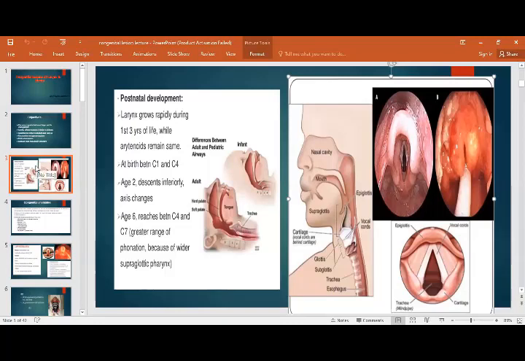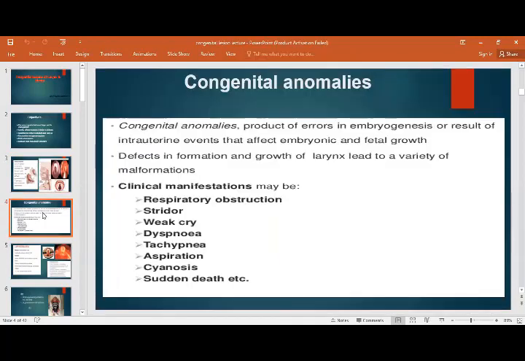Now coming to what congenital anomalies are. Basically, congenital anomalies are errors during embryogenesis or the result of intrauterine events that affect embryonic and fetal growth. This will cause defects in the formation and growth of the larynx, leading to a variety of malformations. As we know, these congenital anomalies are mostly present in newborns.